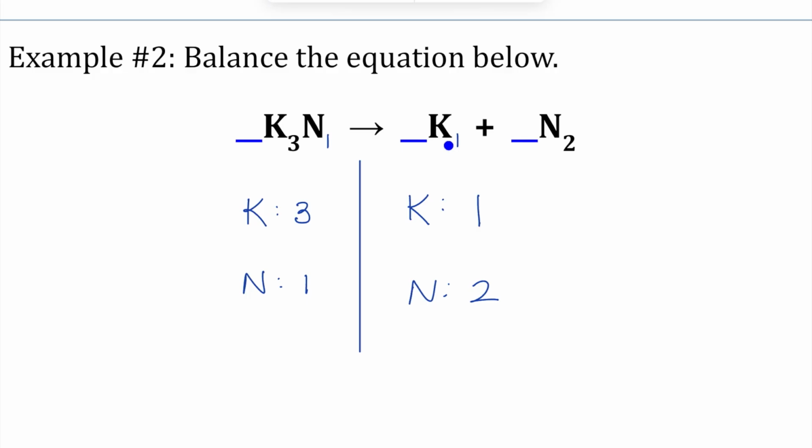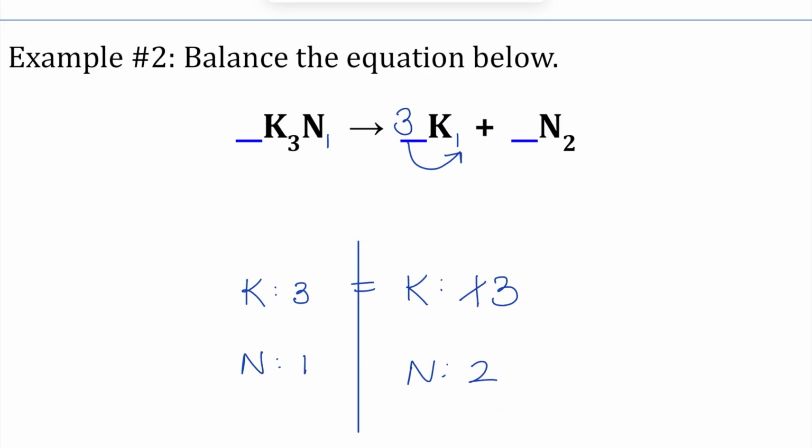And I can do that by adding a coefficient. And so if I put a 3 here, that means I'm going to have 3 times 1, 3 potassiums, and now those are going to be equal. What that looks like is that 3 in front is the same as me saying, okay, I have 3 of those potassiums, just like I have 3 here. But instead of writing K plus K plus K, that's why we put that coefficient of 3. It just simplifies everything out for us.